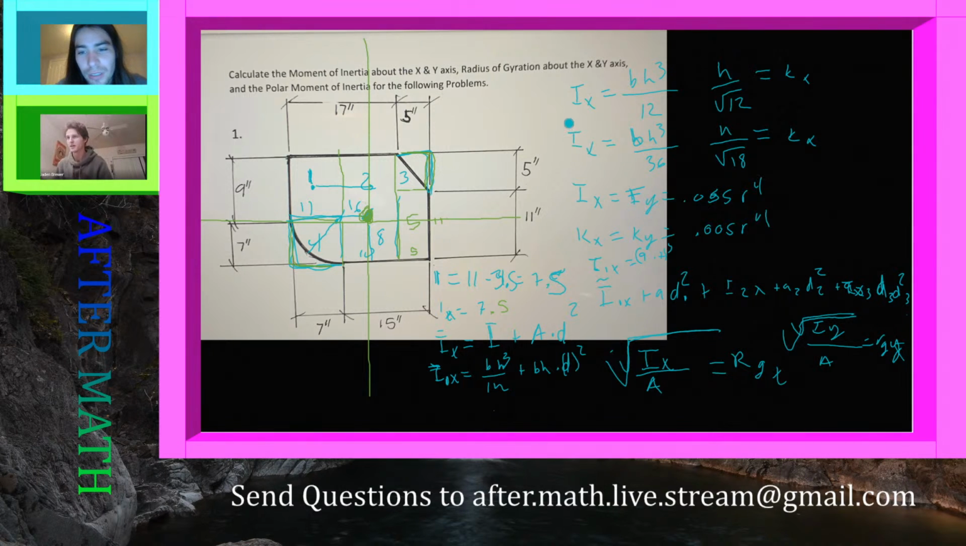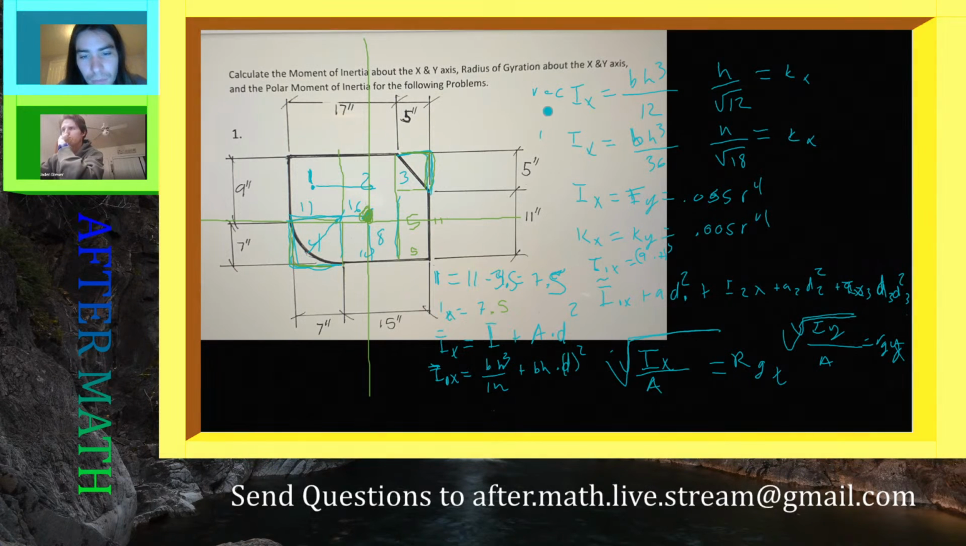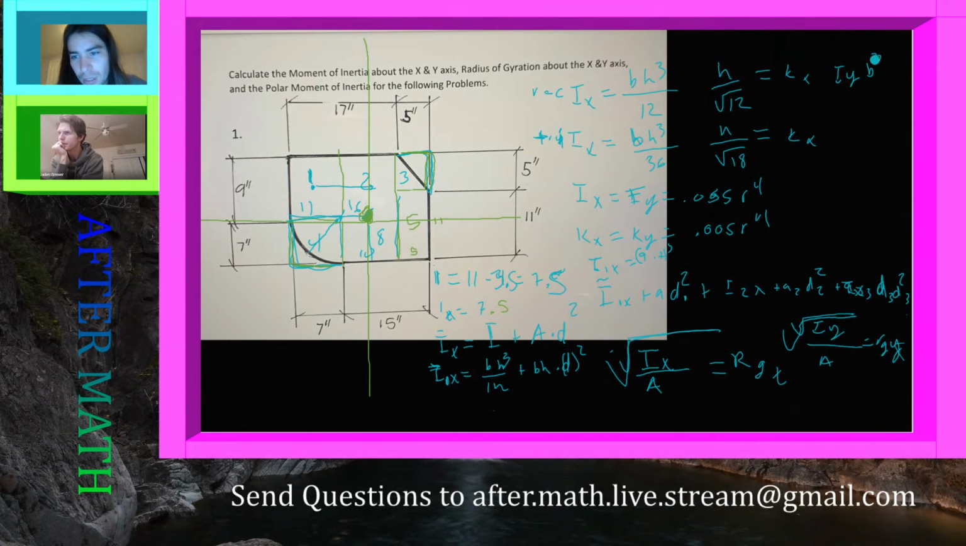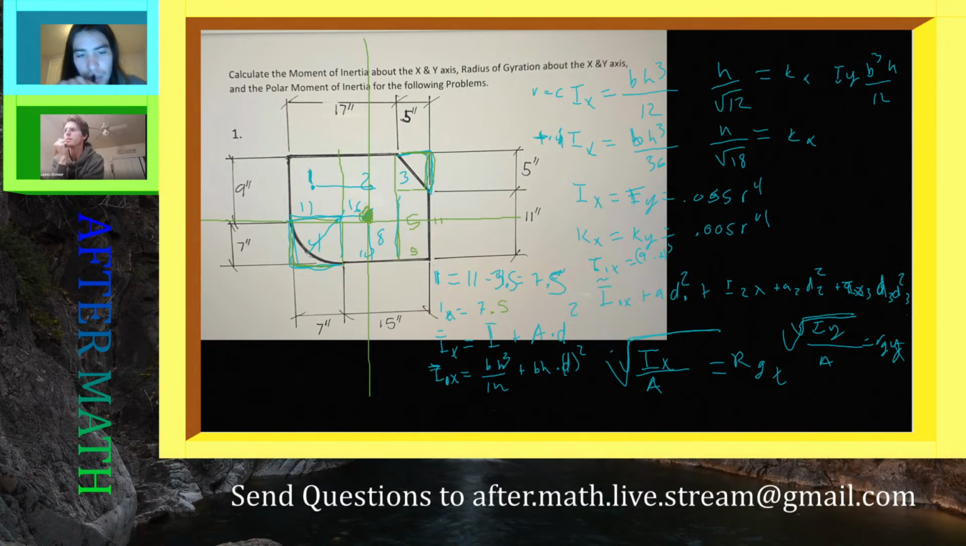Just real quick change here. This is for a rectangle, right? And this is a triangle. But on top of that, this is for I of x. For I of y, the only thing that's going to change is it's going to become base cubed times height divided by 12. So just make sure you flip the.